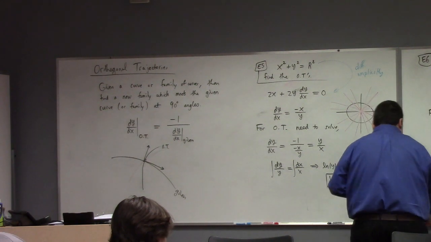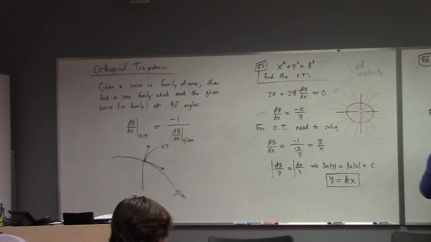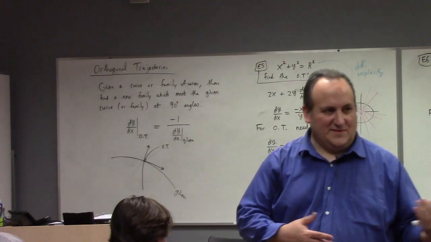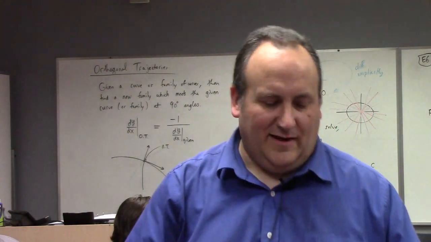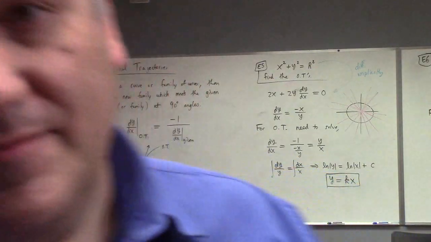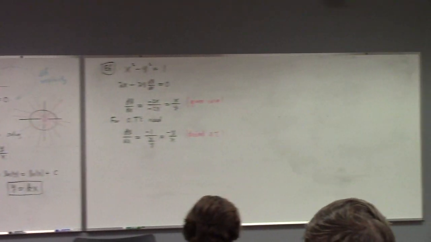So just to be clear, this is the given curve, and this is our desired orthogonal trajectory. It's important to keep those separate in your mind because you don't want to find yourself just solving the differential equation for the given curve. That would just get you back where you started, which would be satisfying to show yourself you could do, but not particularly helpful to solving the problem.